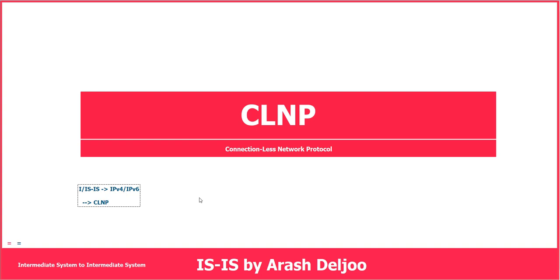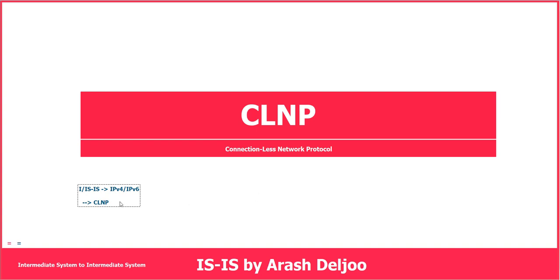Okay, let me talk about the CLNP, or connectionless network protocol. You know that in the OSI model we had two types of addressing protocol. The first is CLNP, connectionless network protocol, and the second is X.25, that is one of the connection oriented protocols. In this course, we need to know only about the CLNP.